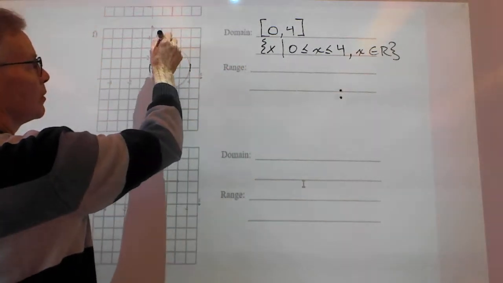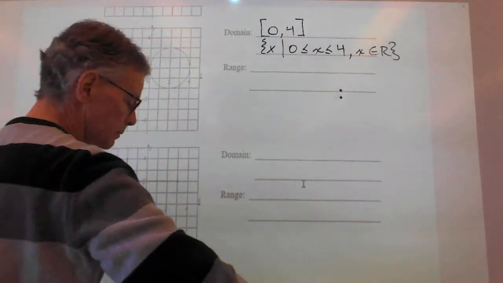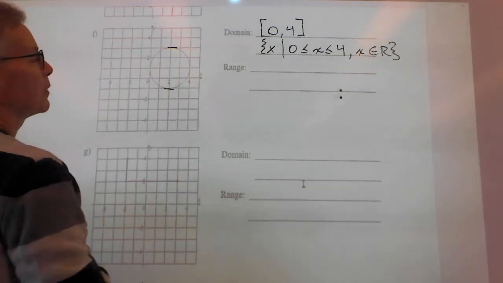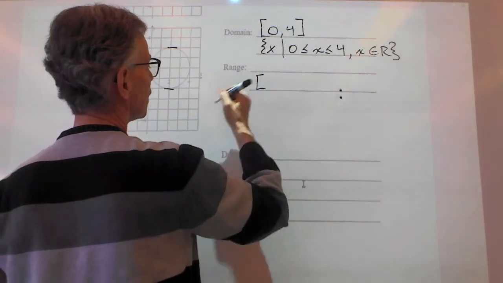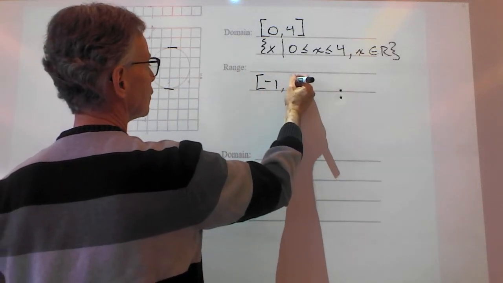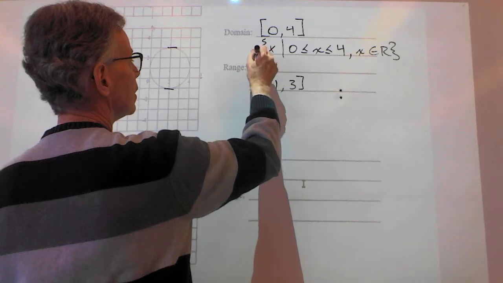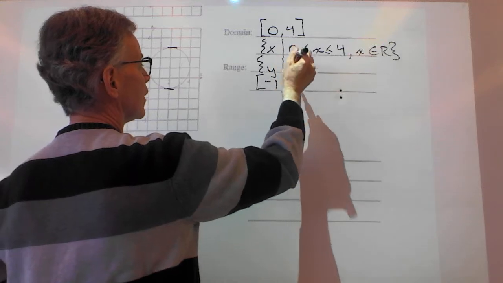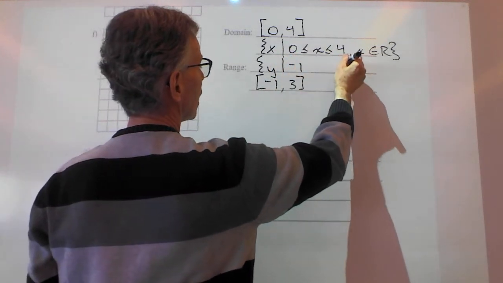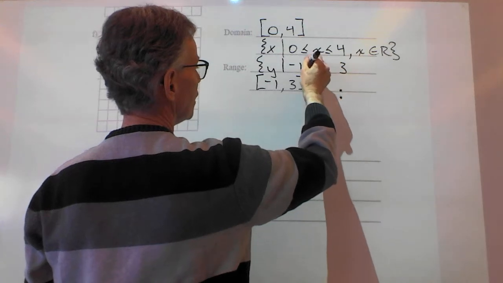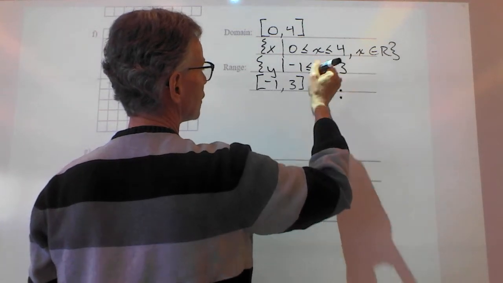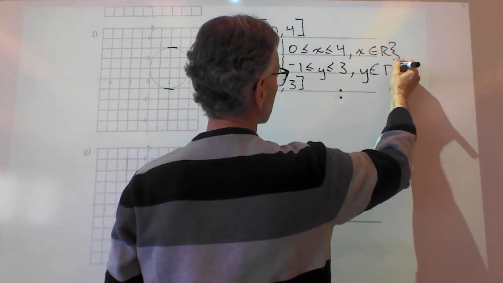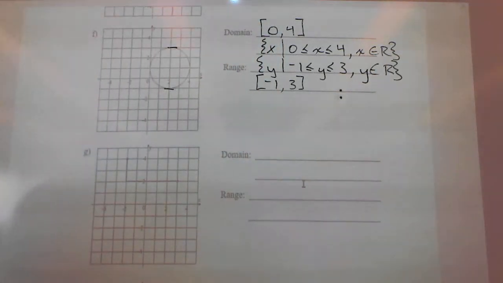For the range, again, you're looking for the extremes. The lowest value is at -1, and the highest value is at 3. So very quickly, again, we have square brackets with the lowest value at -1 and our highest value at 3. For our range, we say values of y such that a low of -1, a high of +3, y is in between, greater than or equal to -1 and less than or equal to 3. And also, solid line indicates that y is an element of the set of real numbers. Okay?